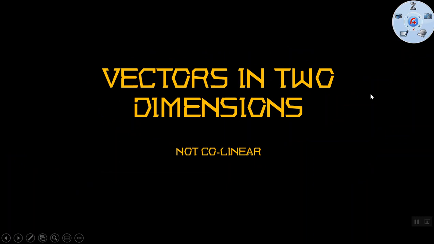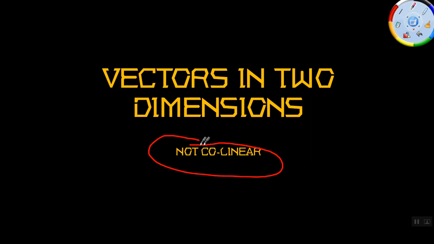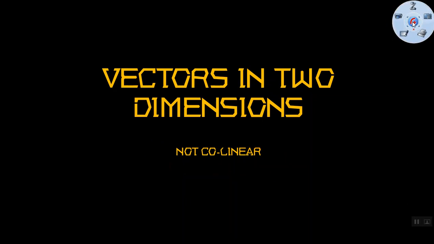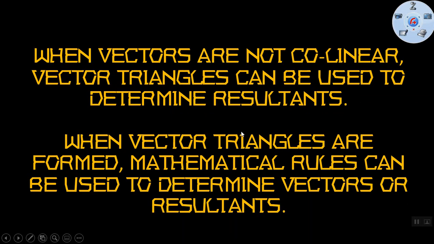Okay, so now that is vectors in one dimension, and everything we've done up to now should not be new to you. But what is new is what happens when we've got vectors in two dimensions and we call them non-collinear. So when vectors are in two directions, the vectors are not in the same line. A vector triangle can be used to determine the resultants. So when the vector triangles are formed, mathematical rules can be used to determine the vectors or the resultants.